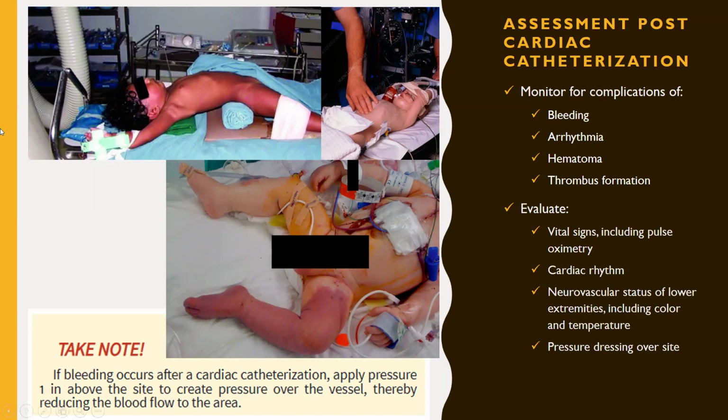So I included a take note for you on here. As a reminder, this comes straight from your book: if bleeding occurs after cardiac catheterization, you need to apply pressure 1 inch above the site to create pressure over that vessel to reduce the blood flow to that area. It's almost like putting a tourniquet there, but you're using your hand and putting that pressure 1 inch above it to stop that blood flow.